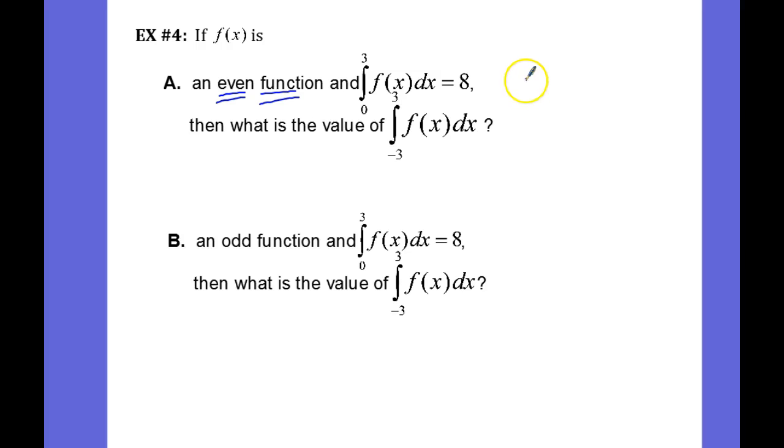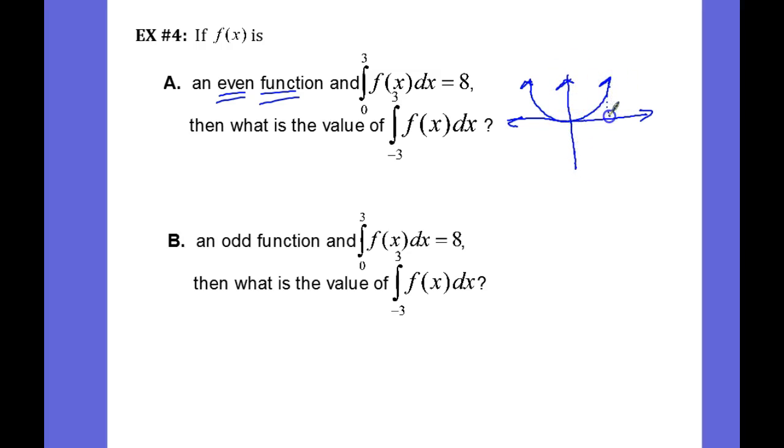So for instance, a parabola is a very simple and elementary example of an even function. As x approaches negative infinity, the function goes up and to the left. As x approaches positive infinity, it goes up and to the right. And it has symmetry, in this case about the y-axis.